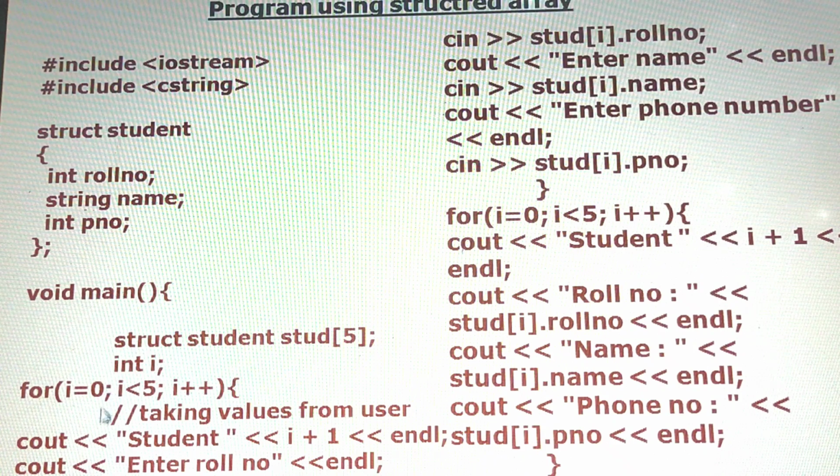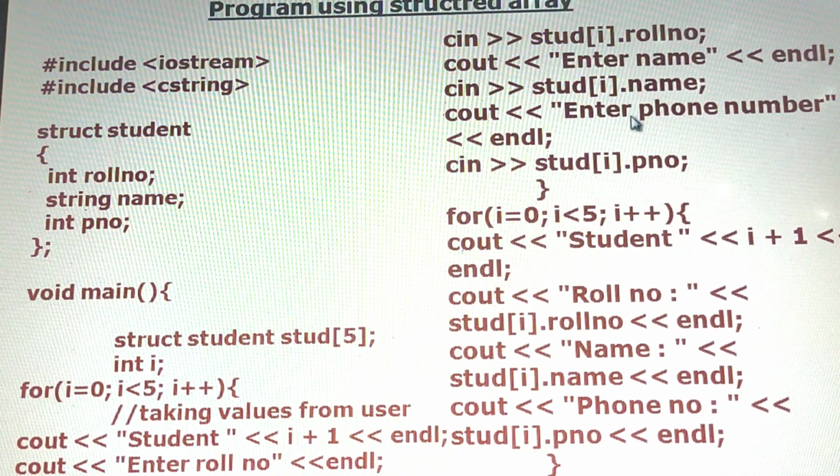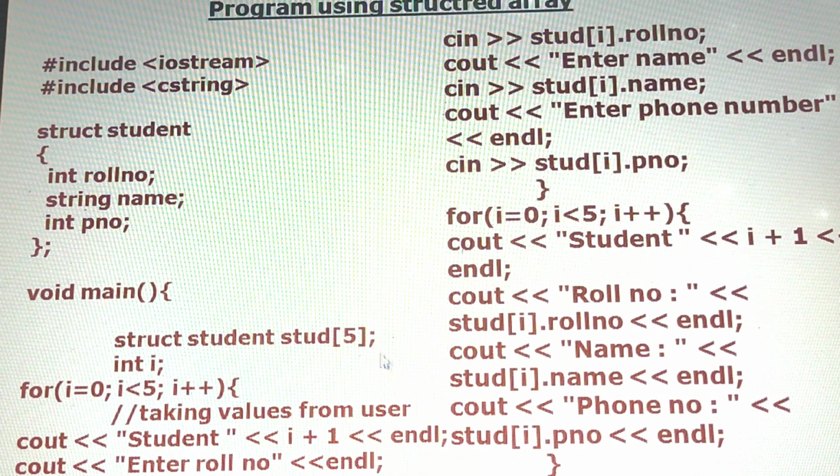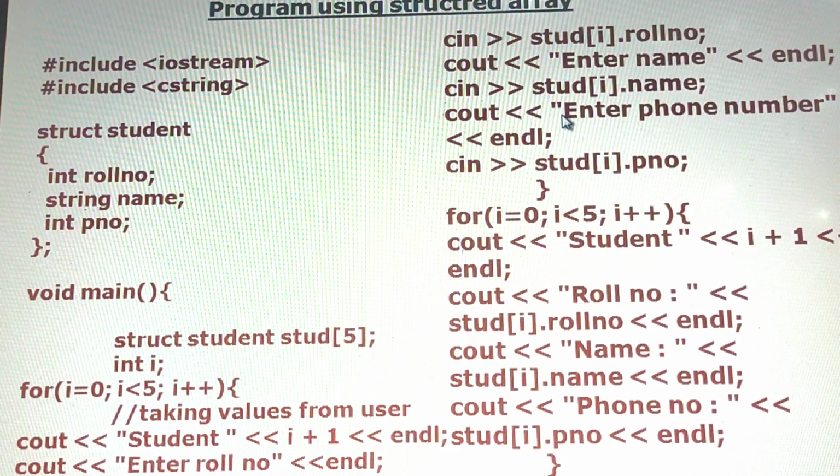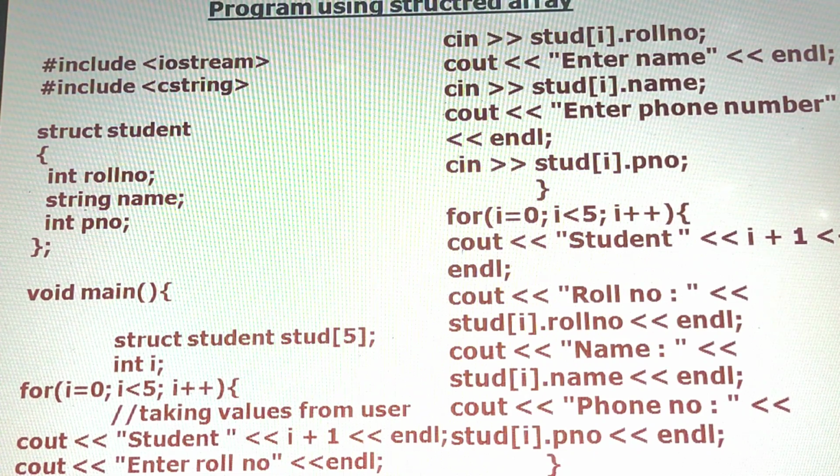Then again we will check the condition whether it is true or false. Now what is the value of i? 0. Is it less than 5? Yes, it is less than 5. So again it will take the second student's details. Like that the process will repeat until the value of i becomes 4. When the value of i becomes 5, the loop will terminate. Then 0, 1, 2, 3, 4: 5 students' details will be stored. Then the input section is over. We stored the values for the structure members. That is, 5 students' details we have stored in memory.